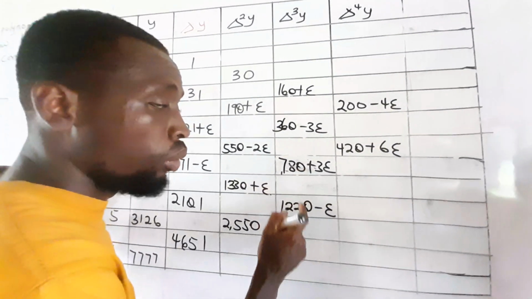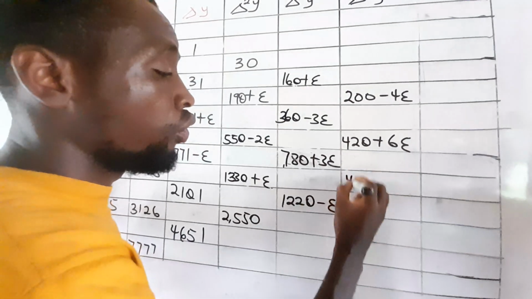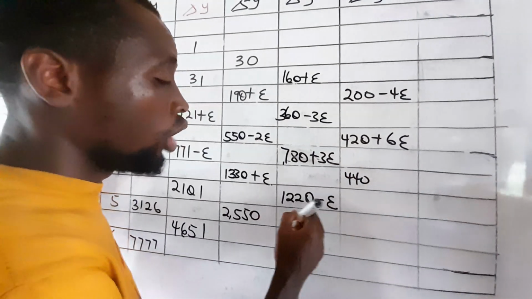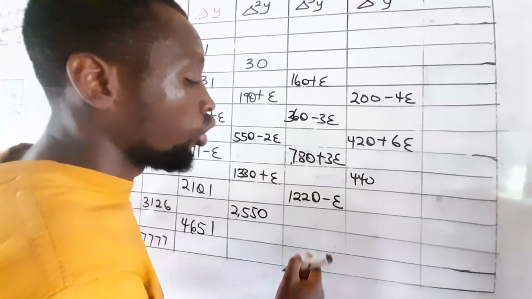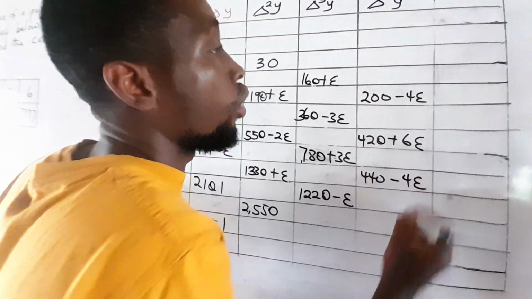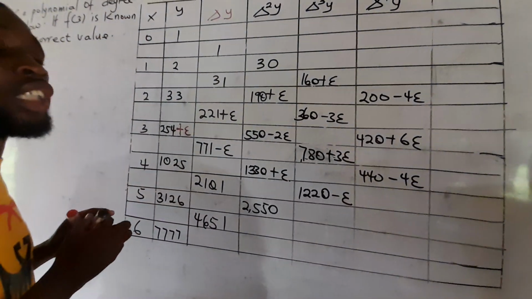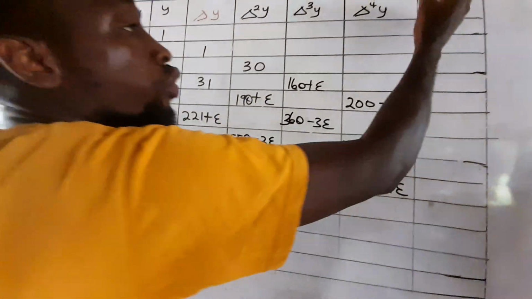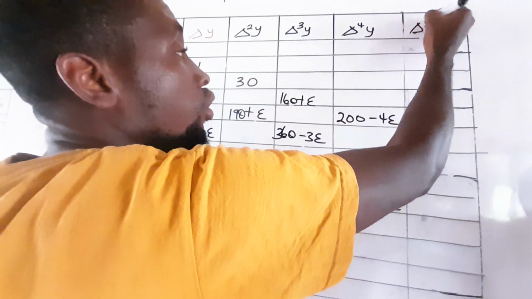Now subtract this from this. We'll get 440. That's 1220 minus 780 will be 440. Then minus error minus 3 error will be minus 4 error. Remember, our polynomial function is of 5th degree. So we'll find the 5th difference, so del 5y.